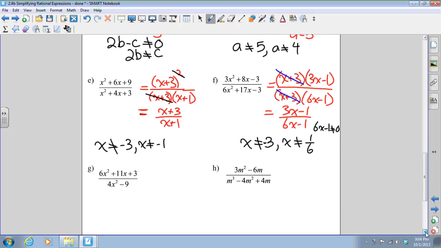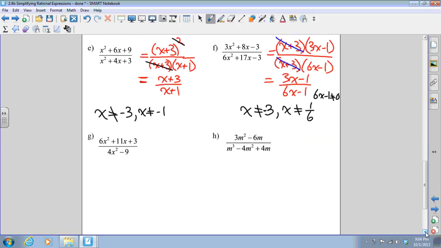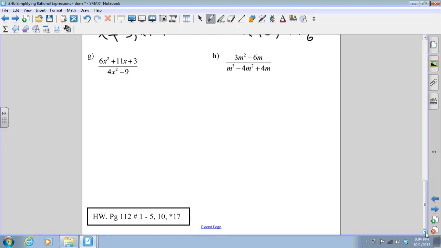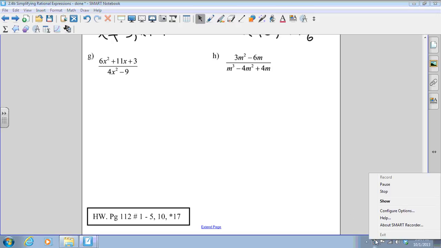All right, so see why, ladies and gentlemen, the factoring part is important because it leads into the next couple of days' lessons. Okay, but today your homework is page 112, numbers 1 to 5, 10, and number 17 is a tricky one. Good luck with that, and again, please practice your factoring, and if you need some help, please come and see me.